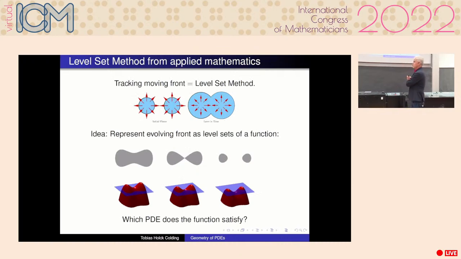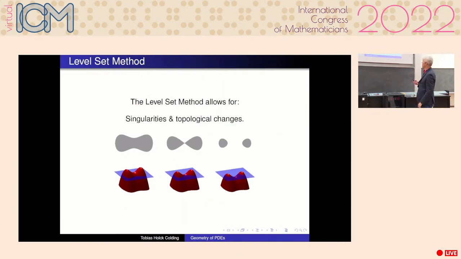When one tries to understand the flow, one possible way is using a very successful method from applied mathematics called the level set method. The level set method is a way of tracking a moving front. In this example, it could be a forest fire. The idea is that you think about the front as the level set of a function. Then you ask, if the evolving fronts are level sets of a function, what PDE does this function satisfy? That's the level set method.